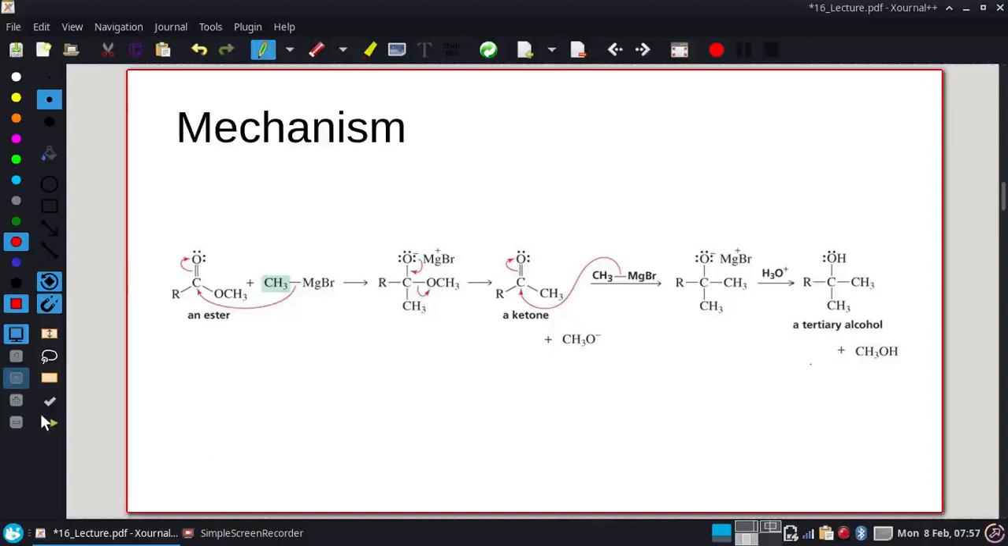Mechanism of this shows what's going on. So we do get that backside attack with our Grignard just as expected, and that does form this nice little tetrahedral intermediate. But instead of actually going from there, we start first by kicking off the OCH3, and we get a ketone out of that. And then this part is the same thing we saw with a ketone reacting with a Grignard.